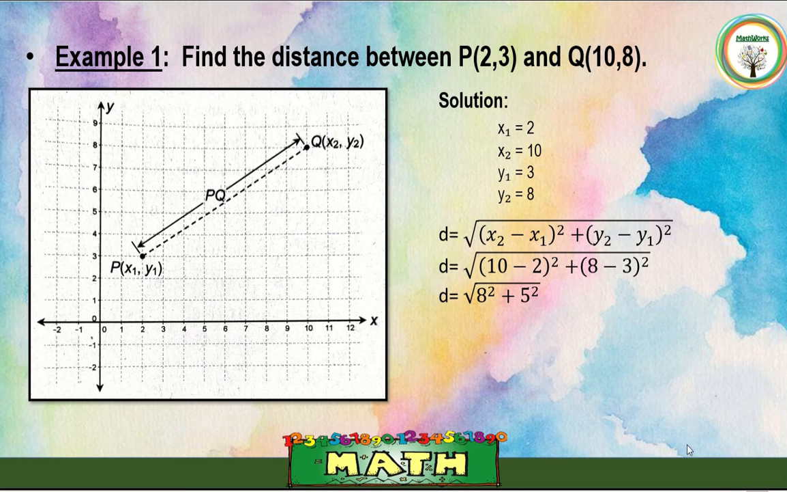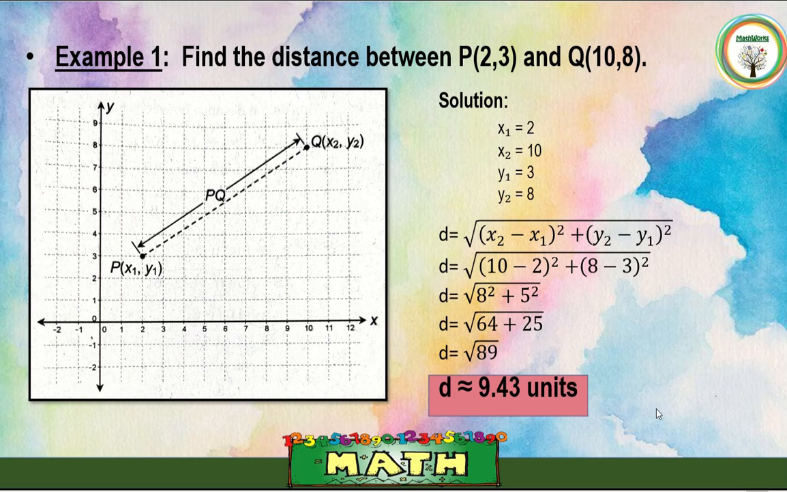D is equal to the square root of 10 minus 2 is equal to 8 squared, plus 8 minus 3 is equal to 5 squared. Then D is equal to 8 times 8, or the square of 8 is equal to 64. And the square of 5 is equal to 25. D is equal to the square root of 64 plus 25 is equal to 89. Therefore, the distance between point P and point Q is approximately equal to 9.43 units. So you can use a calculator to find the square root of 89.